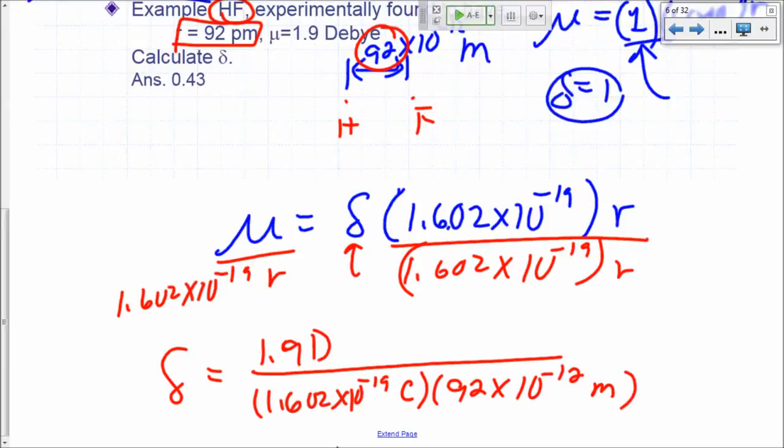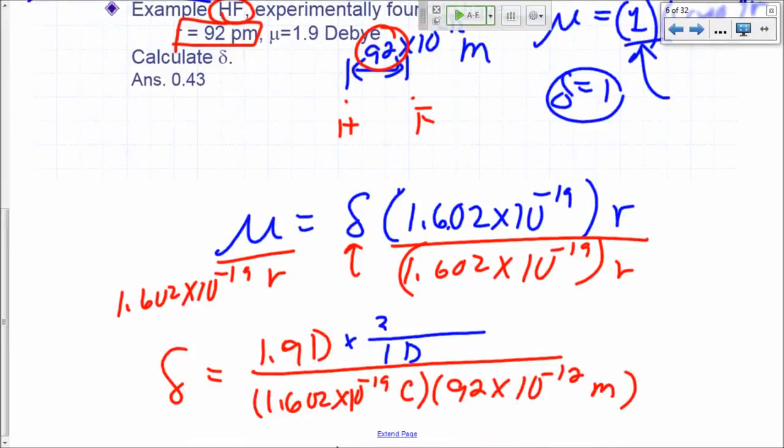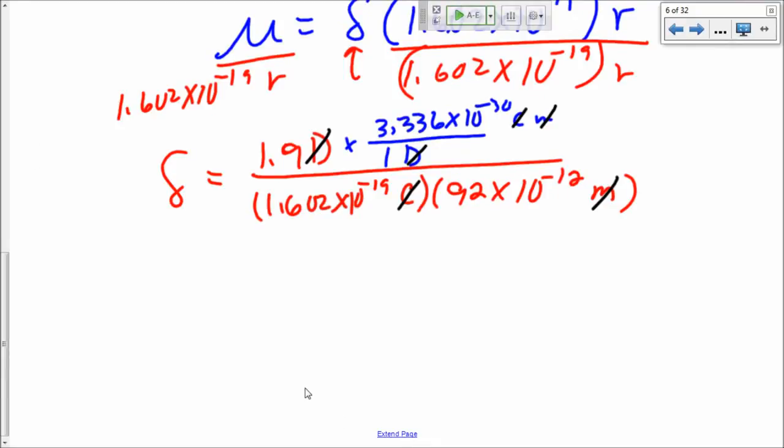What is the debye? You have to change that unit to SI. What's 1 debye? 3.336 times 10 to the negative 30 coulomb meter. Okay, so debye cancels out. Coulomb and meter cancel out. So you just get your partial charge or ionic character. And that's equal to how much? You should come up with about 0.43.